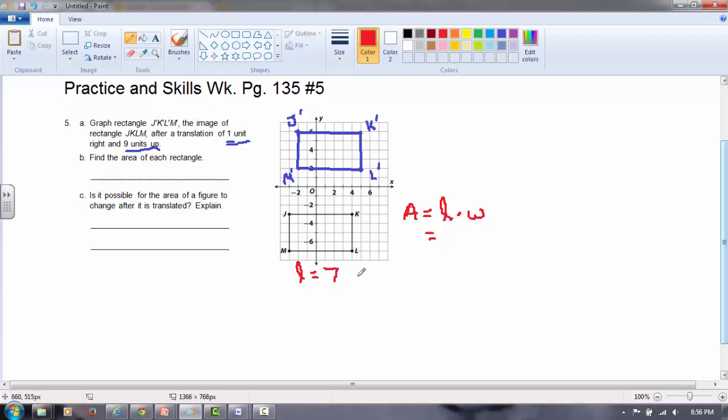They say units, so we'll put a little U for units. And then our width is this distance right here. So we'll say W equals 1, 2, 3, 4 units. So we're just going to put that into our formula. So it's going to be 7 units multiplied by 4 units, and we're going to end up with 28 units squared.